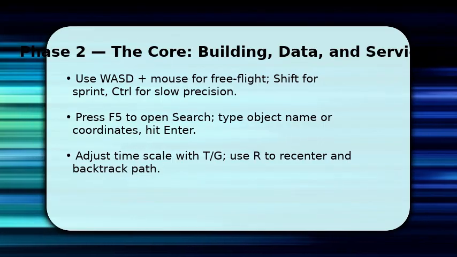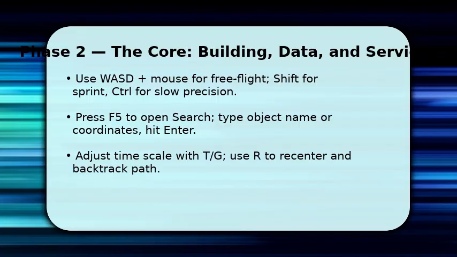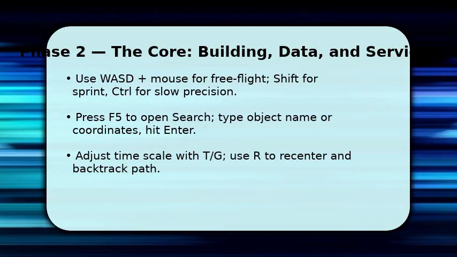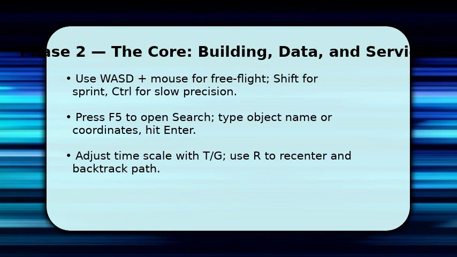Once comfortable, press F5 to search by object name or coordinates. Type, press Enter, and Space Engine instantly teleports you. Next, manipulate time with T and G to speed up or slow down, and remember to press R to recenter camera on your target. These steps let you traverse scales from moons to galaxies without losing orientation.